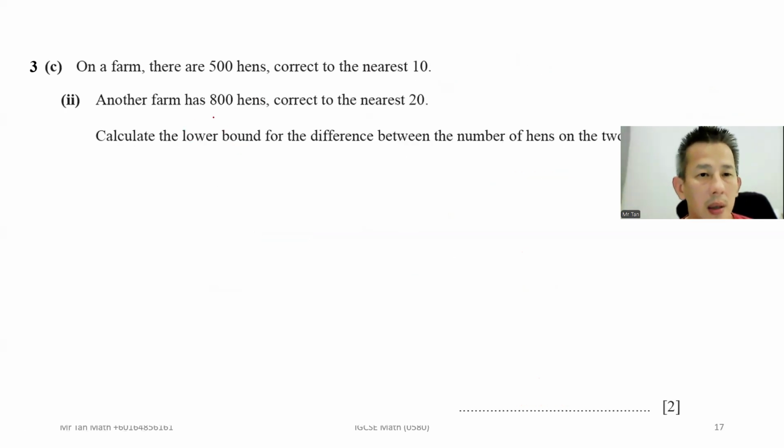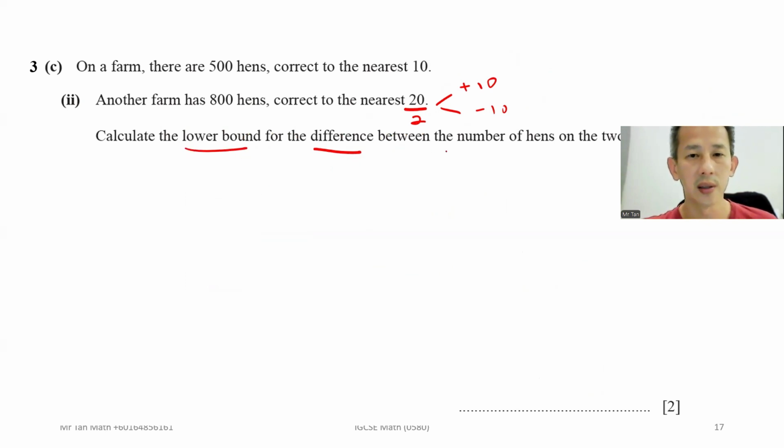Another farm has 800 hens. Correct to the nearest 20. Again, it's correct to the nearest 20. This divided by 2, so it's plus 10 minus 10. Calculate the lower bound of the difference. You need to minus to calculate the lower bound of the difference. So lower bound is equal to, you take the lower bound, you minus the upper bound. Difference of number of hens.